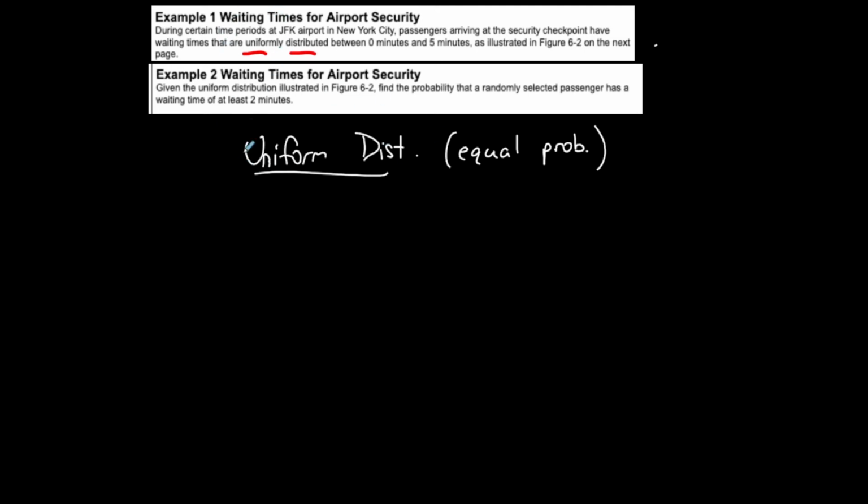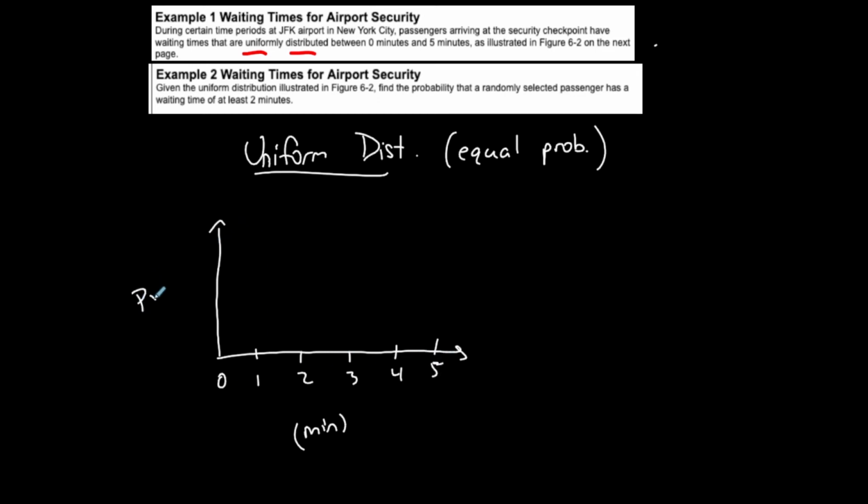But the first distribution that I want to talk about is called uniform, and this is a continuous type of distribution. Here's a nice visual of a uniform distribution. It has two axes. The lower horizontal axis is going to be the time in minutes, from 0 to 5: 0, 1, 2, 3, 4, 5, and everything in between. And then the vertical axis is going to be the probability of each random variable outcome.